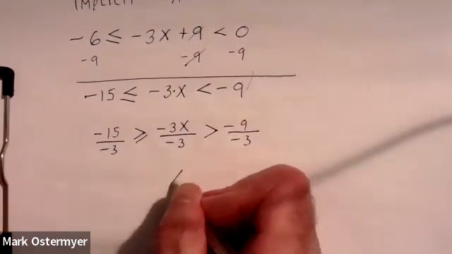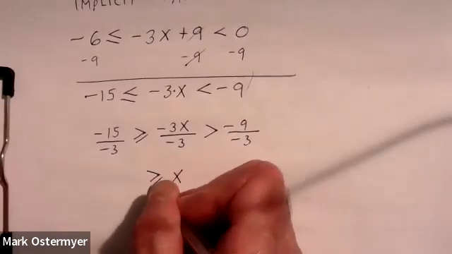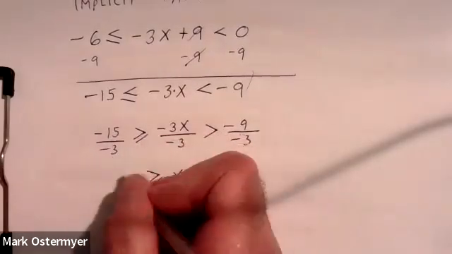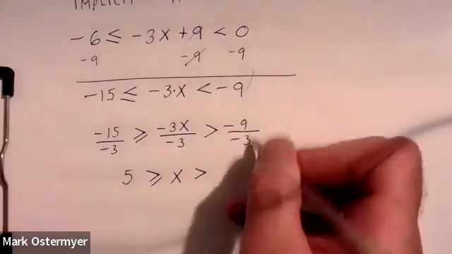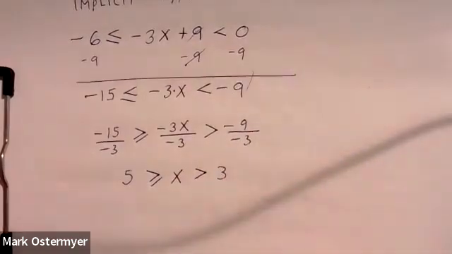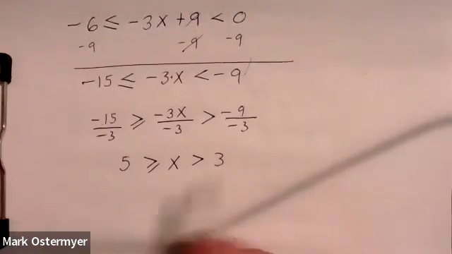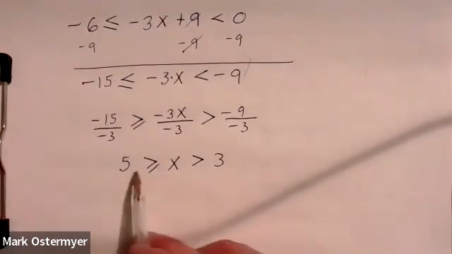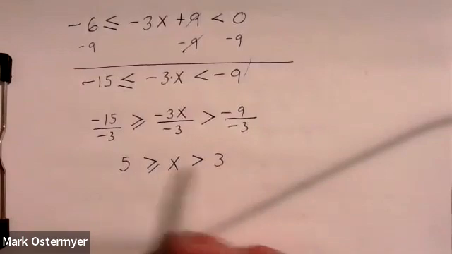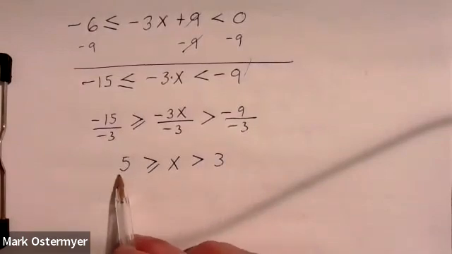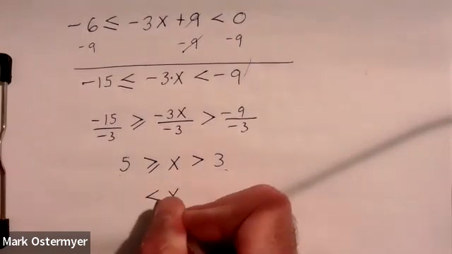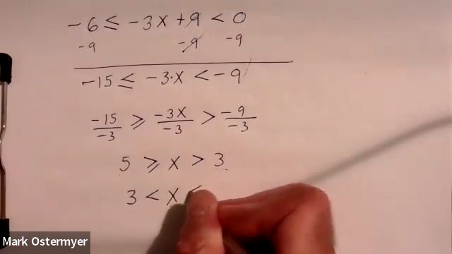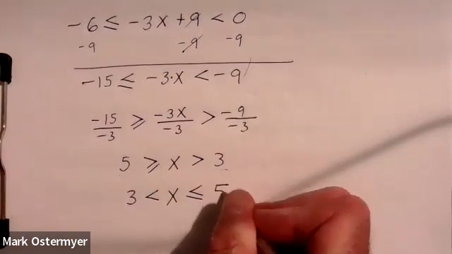All right, so therefore we have x is less than or equal to 5, and at the same time, x must be greater than 3. Now, an equivalent way of writing this compound inequality is to flip the whole statement around. So watch this. I claim this statement is equivalent to writing it like this: x is greater than 3 and at the same time less than or equal to 5.